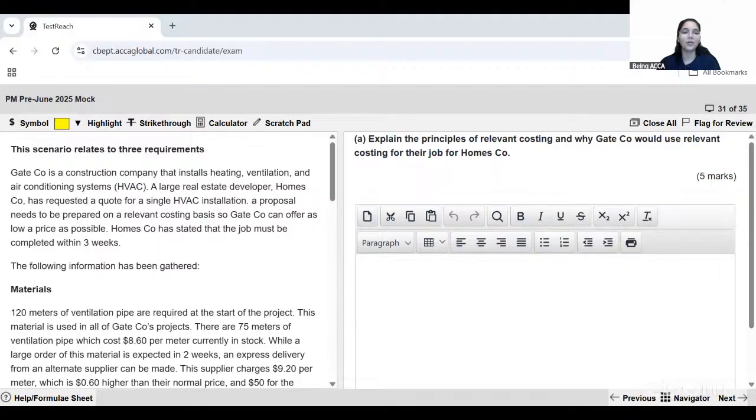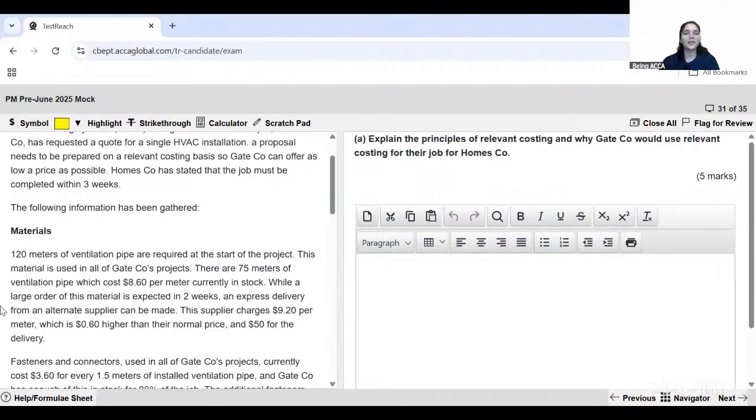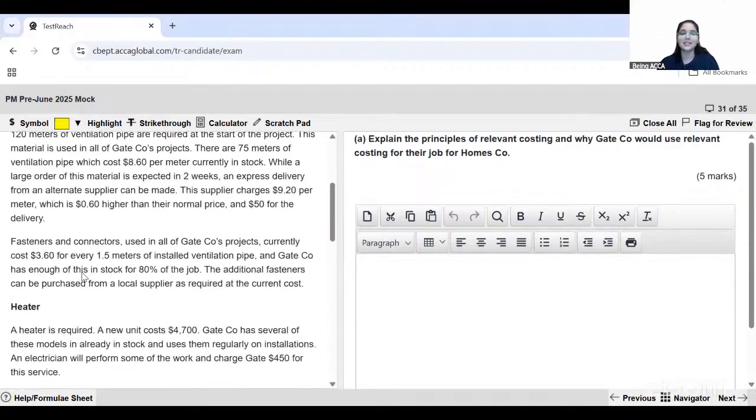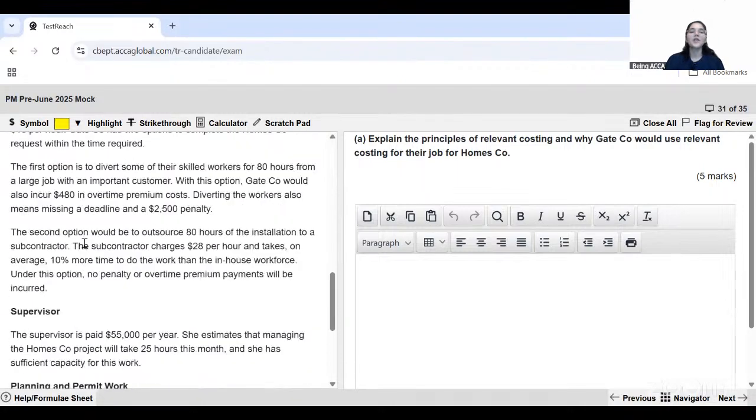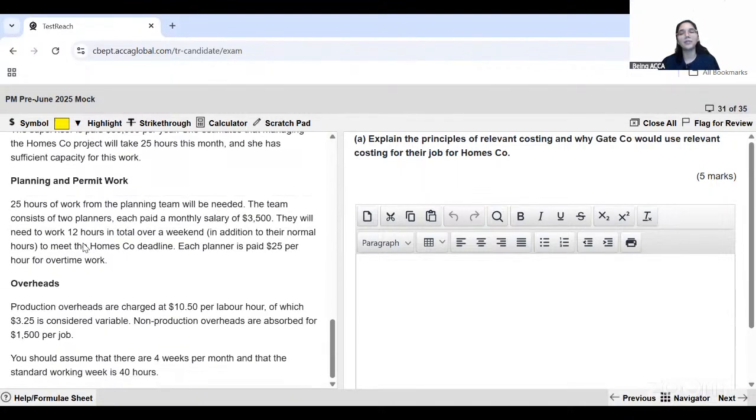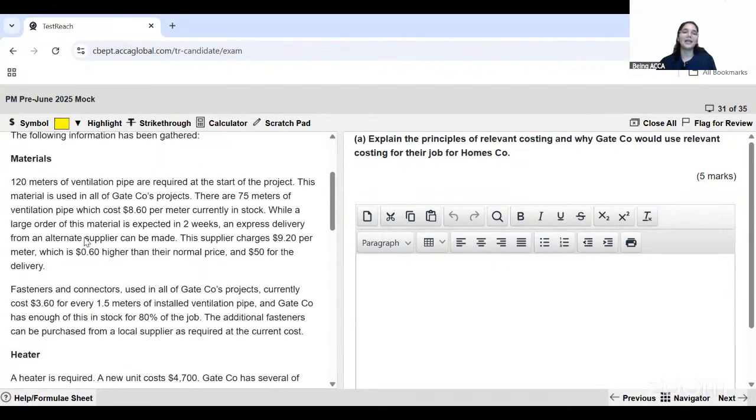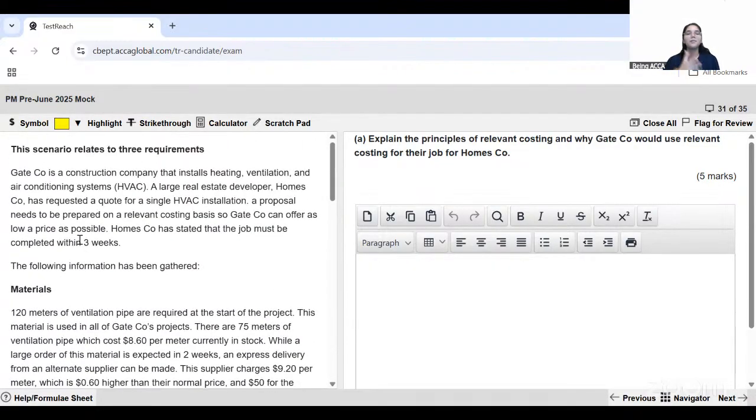What all do we know about the project? We know something about the materials, fasteners and connectors, heaters, heat pump. So what are the different things that we are going to be needing as a part of this project? Information pertaining to that has been given to us. So this probably might be something that we use in the answering of the next part that we solve as a part of this question.